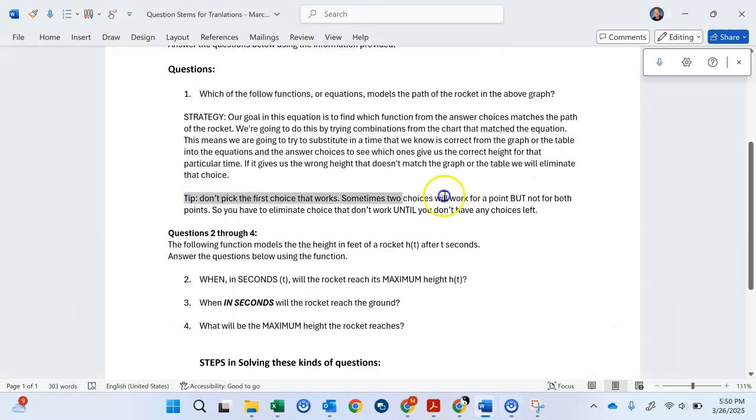Okay, so everybody, please translate this. This is very important. Please translate that, okay?